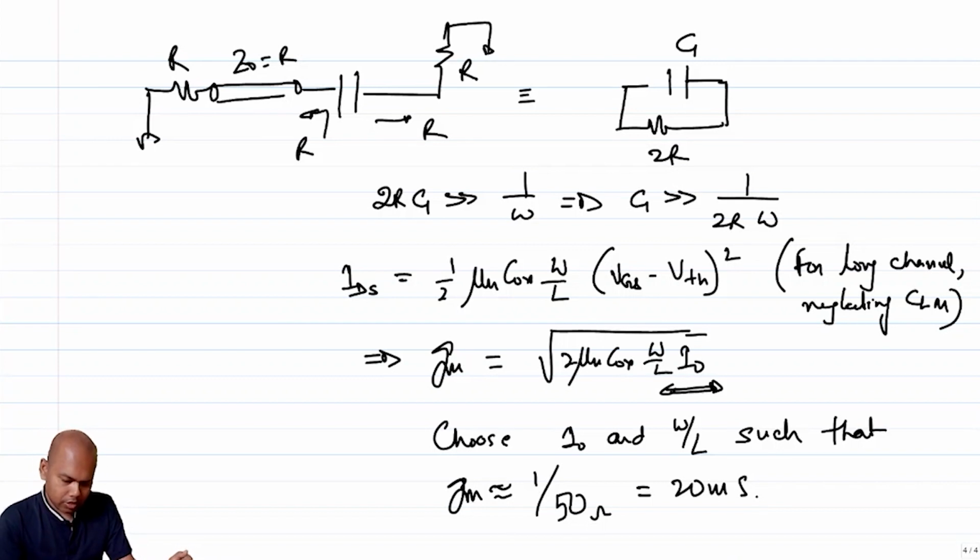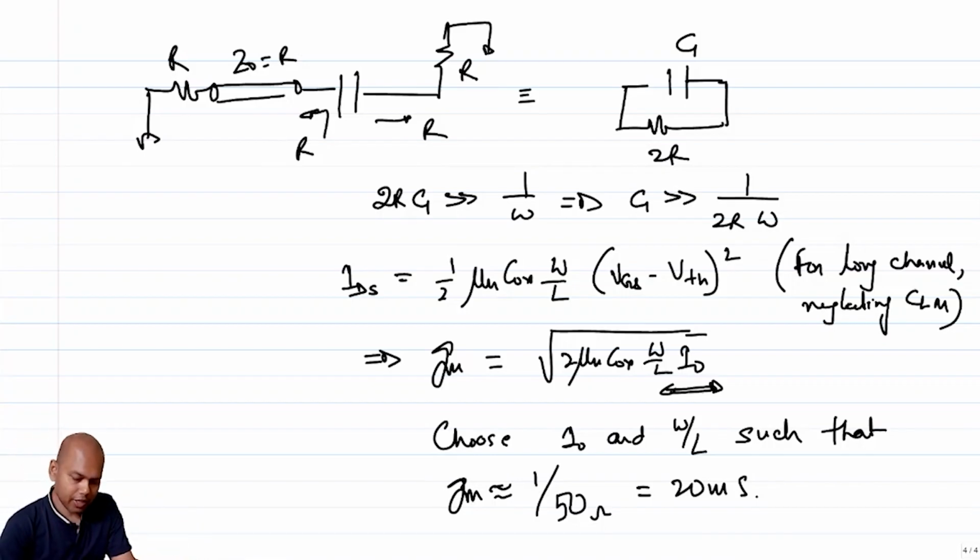Okay. So now obviously you see that there are infinite possible combinations, because I can choose a very large value of W by L and a very small value of I naught. This equation is basically telling us there are many combinations that are useful, right? So now the caveat to this equation is, firstly, it's for long channel device. But even for long channel device, you have to ensure that the transistor is actually on, right?